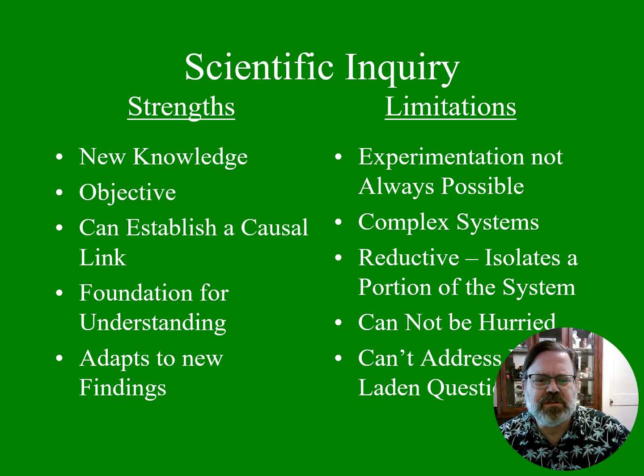Limitations: experimentation is not always possible. You might not be able to change or manipulate the system, and systems are complex. Sometimes science works by, let's just focus on one thing, let's manipulate the predators. Well, there's lots of species and lots of interactions, so you have to do a lot of experiments to really understand how the system works. So it's reductive in that it isolates. We're just going to look at this part of the system. We're just going to manipulate one. It can't really be hurried, and it can't really address value-laden questions. So questions where human values then have an impact on what's going on within the system.